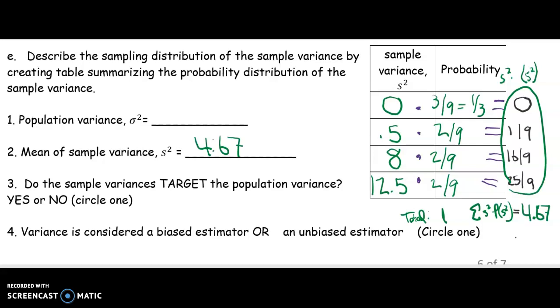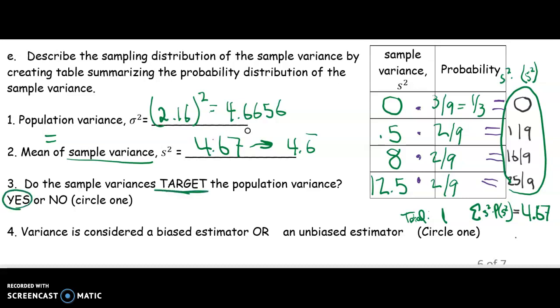4.67. Now to find our population variance, we're going to take the population standard deviation of 2.16 and we'll square that number. And here we'll get 4.6656. I should note that the 4.67 we got for the sample variance is actually 4.6 repeated. So they're not exactly the same number because we did have to round at some point, but they are close enough where we can say that the sample variances target the population variance. That's a yes, and we'd say variance is an unbiased estimator for that reason.